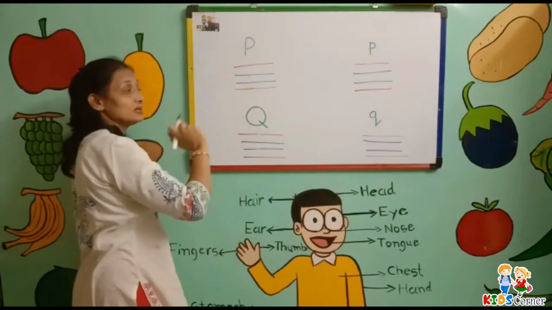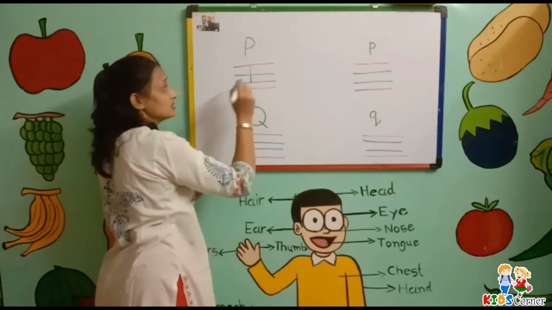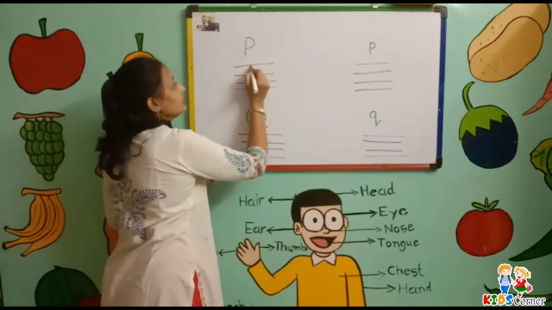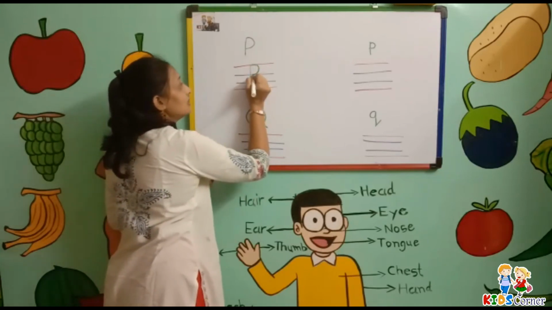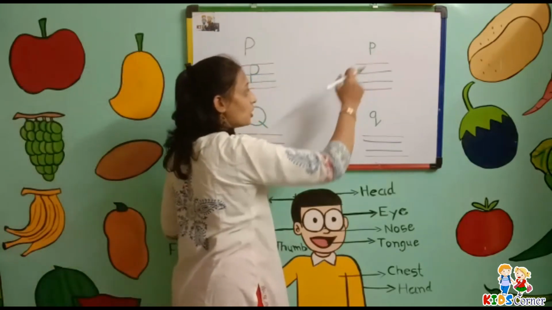How will we write capital P? We'll make a standing line from the red line to the blue line. We'll make a standing line and then a small curve till the blue line. This is capital P and this is small p.